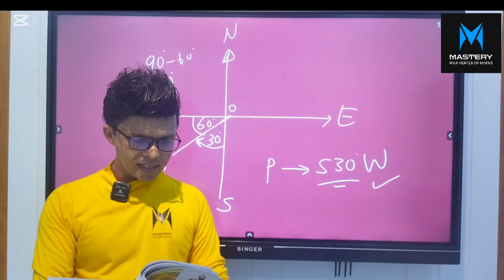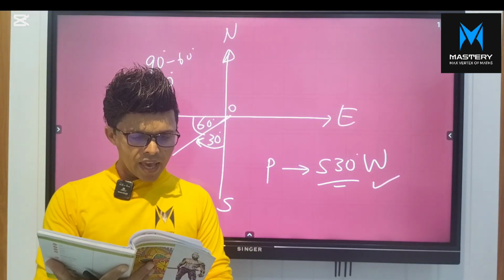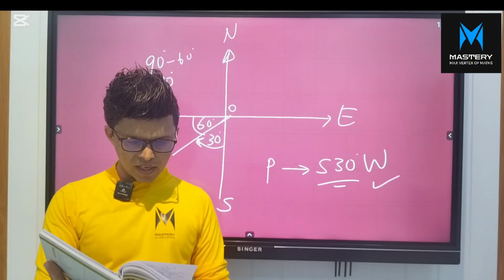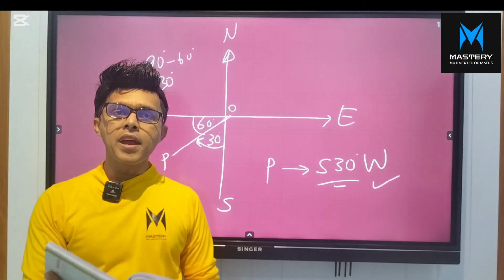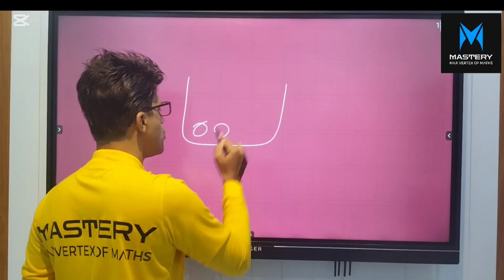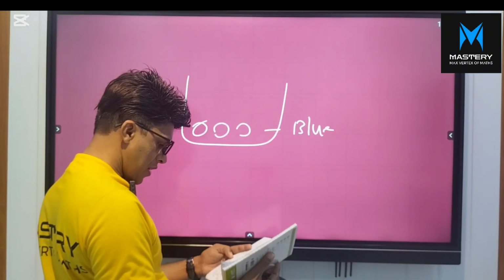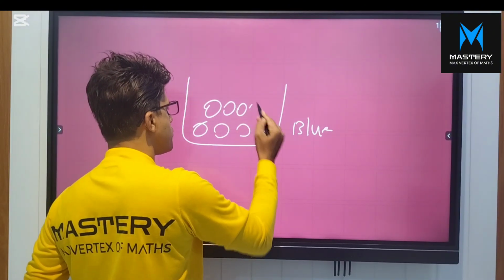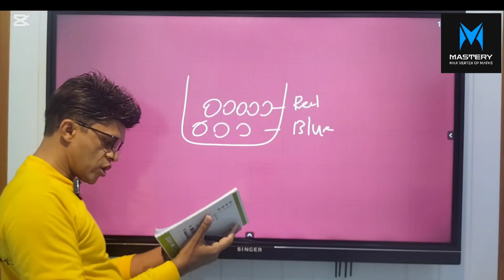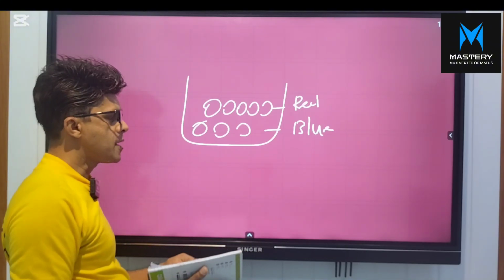Next, the 13th question says there are 3 blue beads and 5 red beads in a container. The question is there are 3 blue beads and the other one, 5 red beads: 1, 2, 3, 4, 5. 5 red beads, right? In a container. Then what you need to do is find the probability when you get a bead from this container.